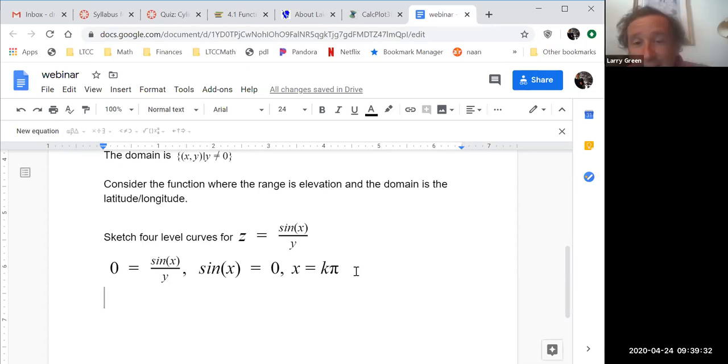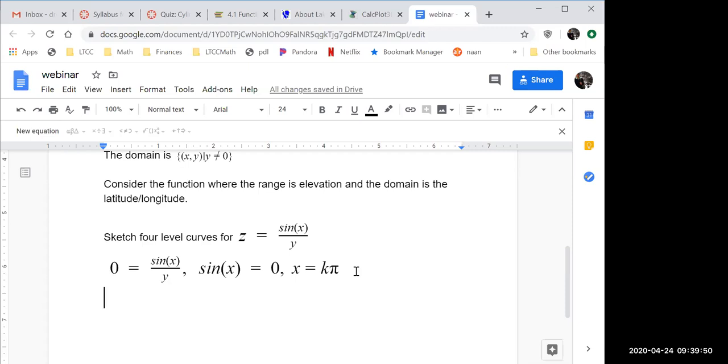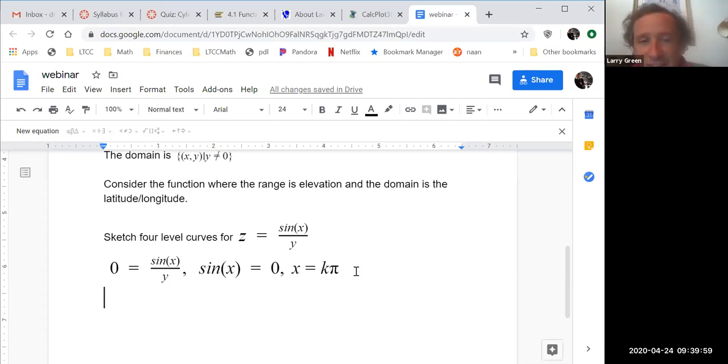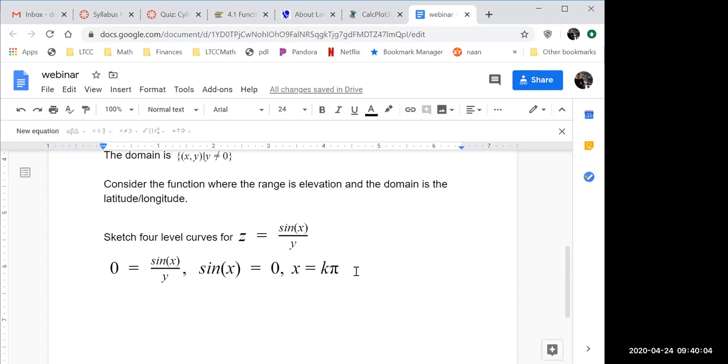Because if we let x equal 0, for example, then y could be anything. That's the y-axis. If you let x equal pi, y could be anything, and that is the vertical line at x equals pi. Do you see that? So we're going to get a bunch of vertical lines. It's because k is a constant, so x equals a constant, right? And x equals a constant is a vertical line, which you learned in beginning algebra. You may not remember it, but it is important.